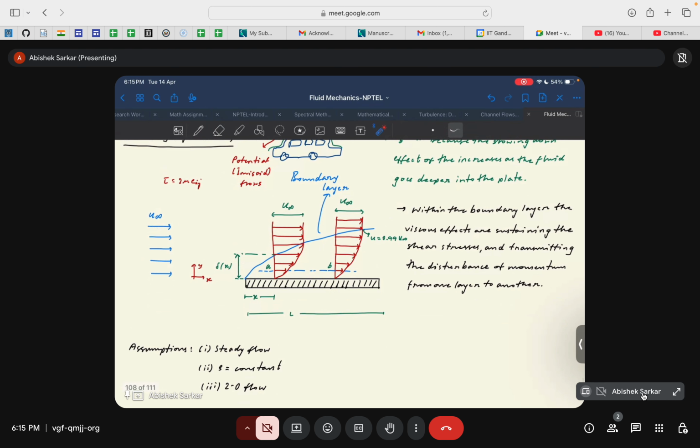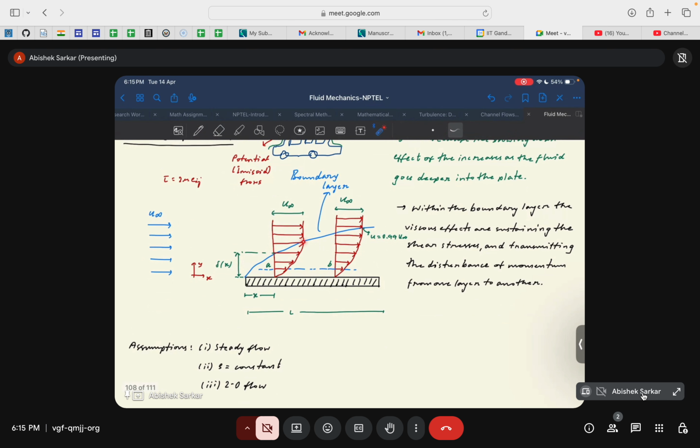Now let us consider one thing, and just to let you know, this boundary layer thickness at any point is indeed a function of x. It's not a constant value. So if you consider boundary layer thickness here or here, it will be different, and it primarily depends on the distance from the leading edge.